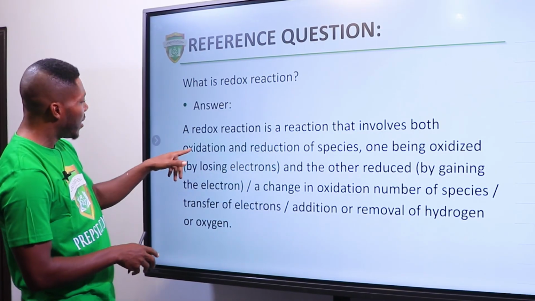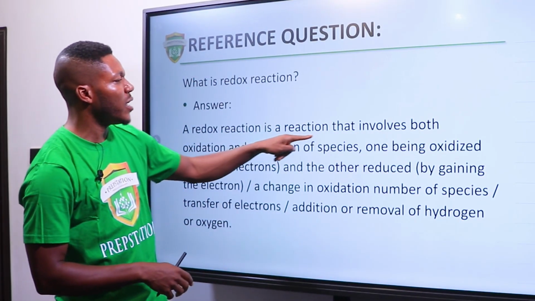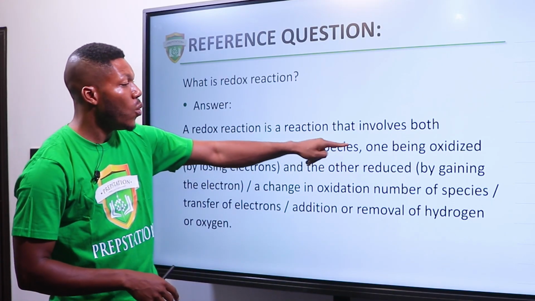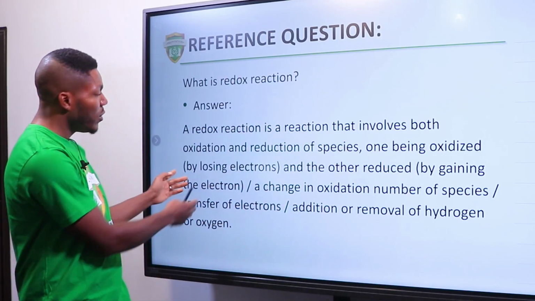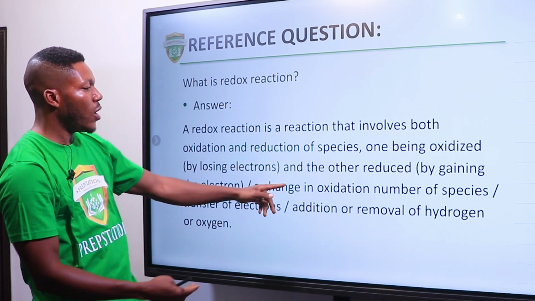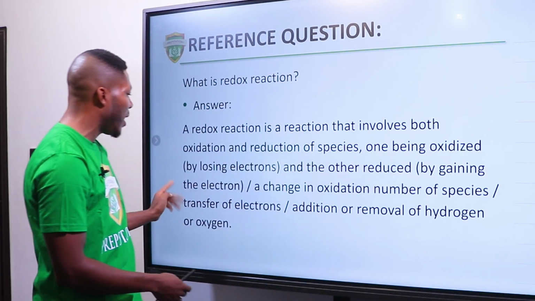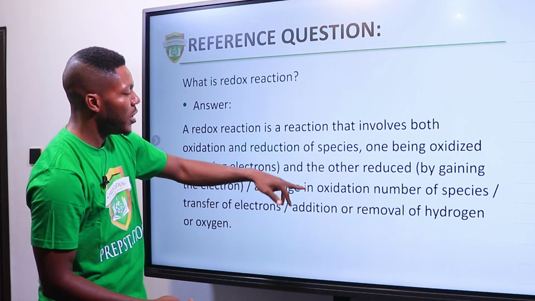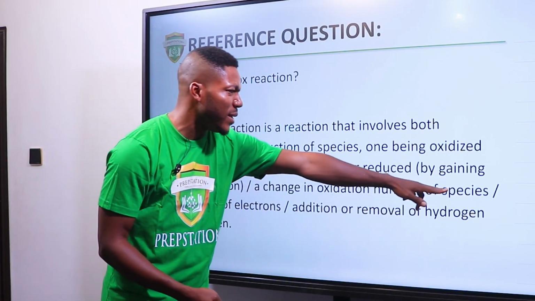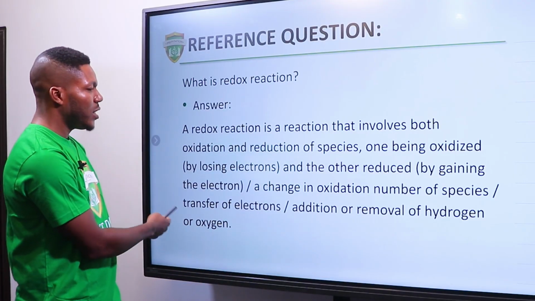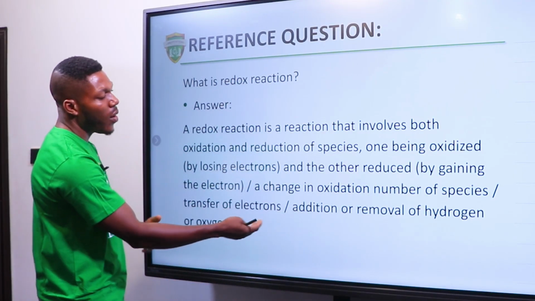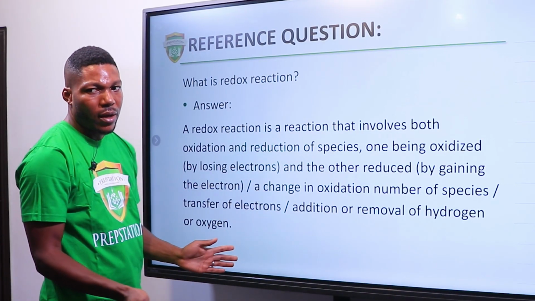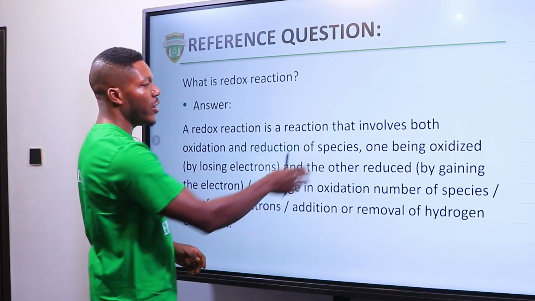For example, a redox reaction is a reaction that involves both oxidation and reduction of species, one being oxidized by losing electrons, and the other being reduced by gaining electrons. Or you can say it is a reaction that involves a change in oxidation numbers of species. Or you can also say it involves the transfer of electrons, or addition or removal of what? Any one of these will give you full marks. Pick the one that is easier for you and define it.